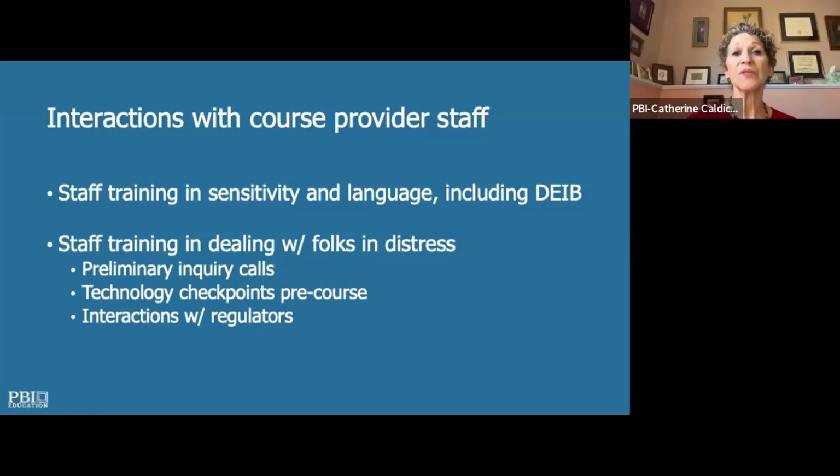But course participants are not the only people that the course provider staff interact with. They also interact with you, so PHPs, regulators, and other referring entities who may have your own trauma history or may be re-traumatized or vicariously traumatized by the investigation process or investigation findings and the nature of certain infractions.